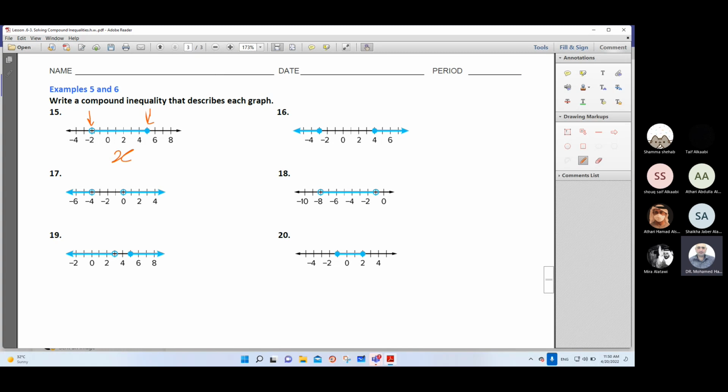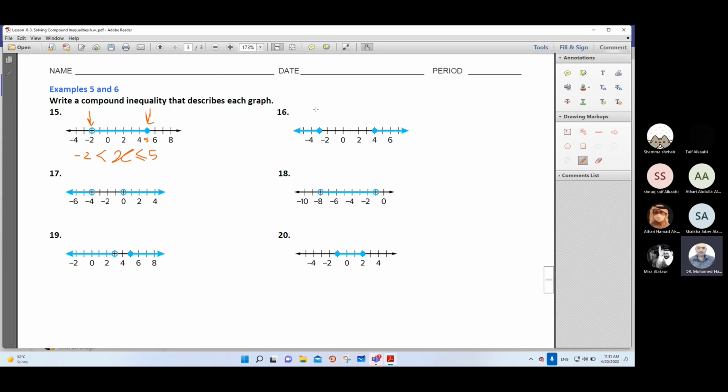And here, the direction to the positive side means the value of x greater than negative 2. And here the direction to the negative side, so it means x less than or equal to, because here we have shaded, we use equal. This value will be between 4 and 6, in the middle will be 5. So here less than 5. So this is the compound inequality.